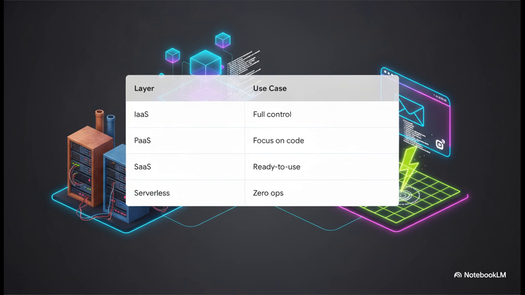But the reality is, most modern organizations don't just pick one. They use all four simultaneously. They use SaaS for their email, PaaS to develop new apps, IaaS to host their old legacy systems, and serverless for quick event-driven functions. The true skill in modern tech isn't just knowing what these layers are. It's knowing exactly which layer each specific workload belongs on.